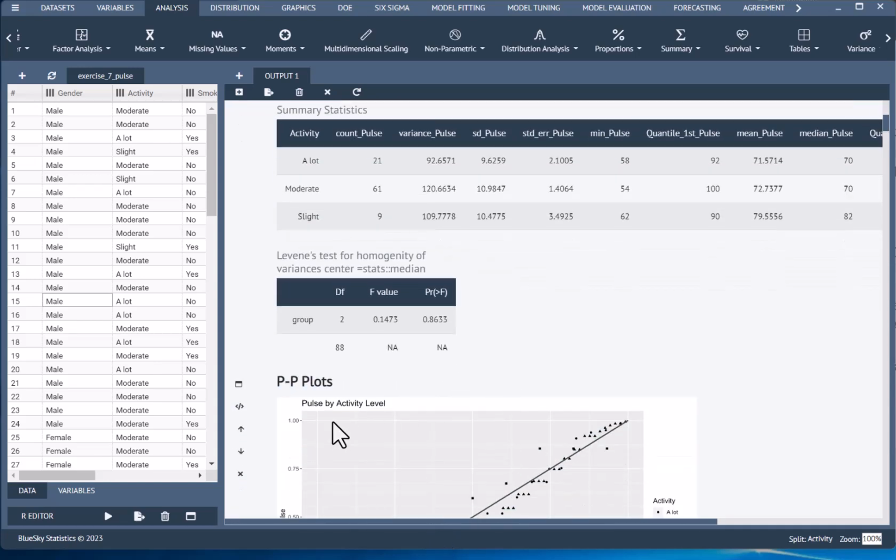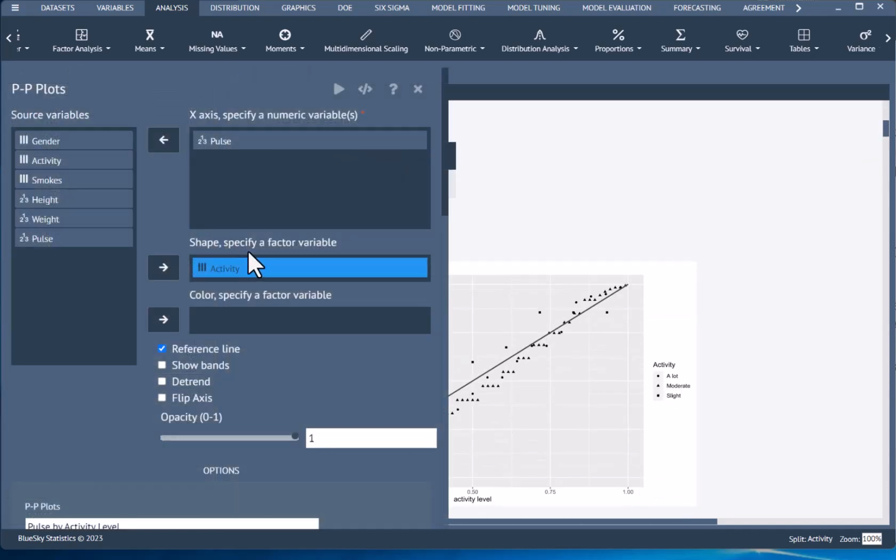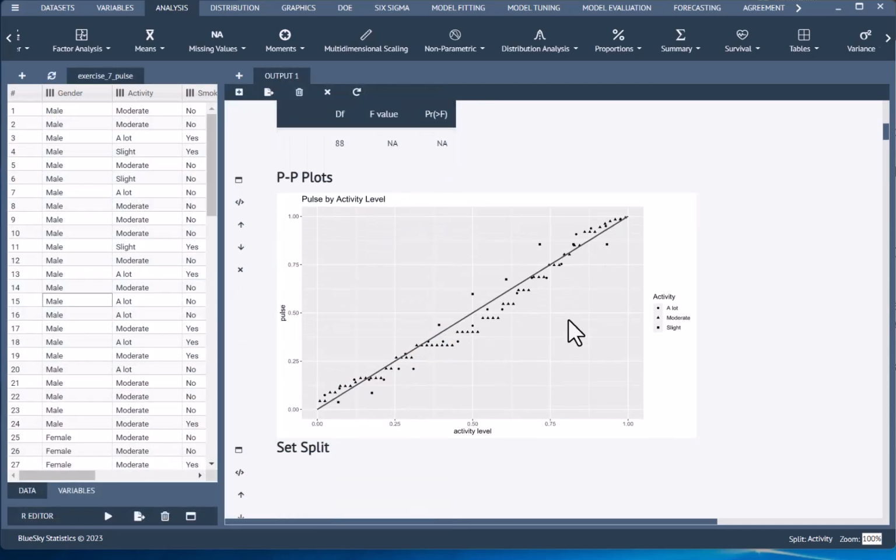The next assignment wanted us to test for normality. As you know, I'm very partial to plots and graphs, so I did a PP plot, and we looked at pulse by activity level, put a reference line in there to show us if the data fits a normal distribution, executed the dialog, and this is the output that we got from BlueSky. So we got a single chart. I'll expand that.